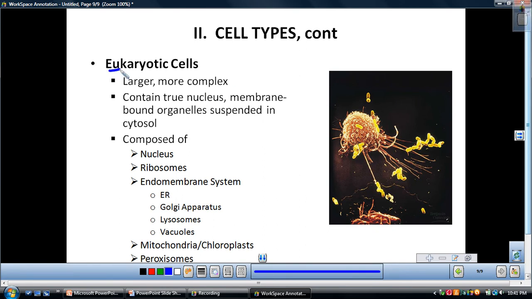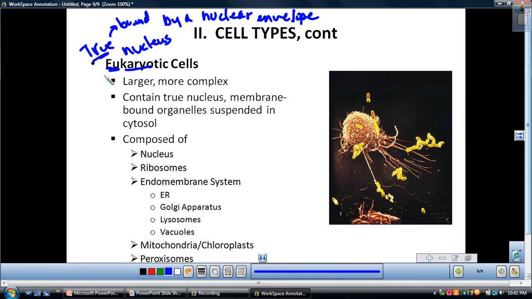If you look at the word "eu," this is one of your root words. EU means true. And then karyon refers to the kernel, so this is a true nucleus. What that true part means, I'm going to add up here, means bound by a nuclear envelope. Okay, because true nucleus means has a membrane-bound nucleus. The membrane around the nucleus is known as the nuclear envelope.